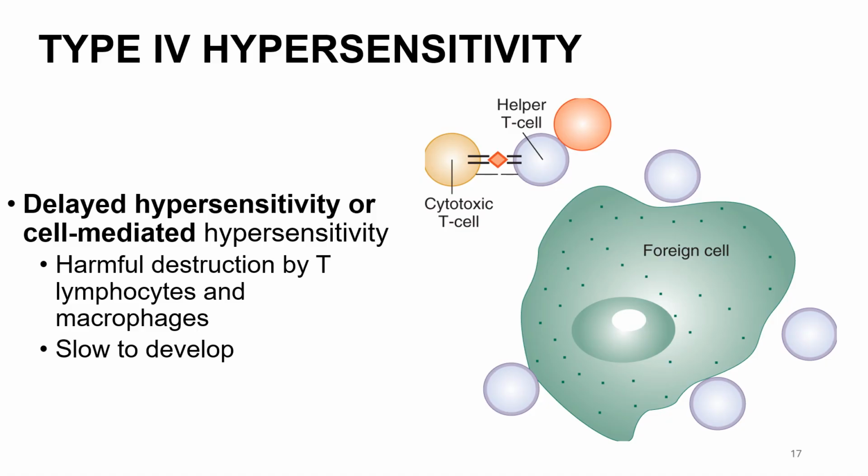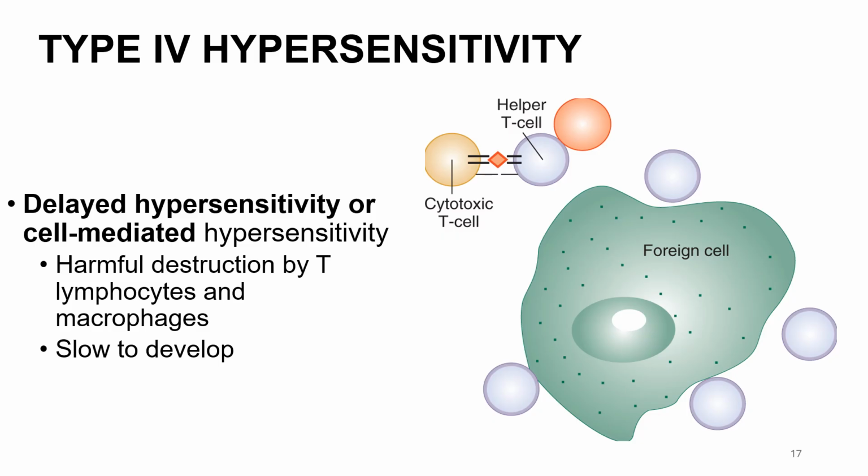Some histologic features. This is where histotechnology really shines. You'll see dense lymphocytic infiltrates, macrophage accumulation, and tissue architecture destruction. In chronic cases, we may see fibrosis. Unlike type 1, 2, and 3, you won't see immune deposits lighting up on IF. Instead, you see cells doing damage the old-fashioned way.